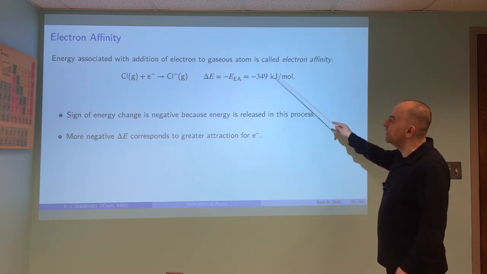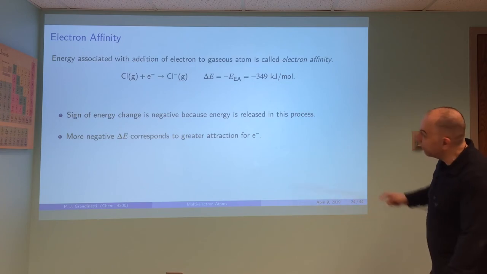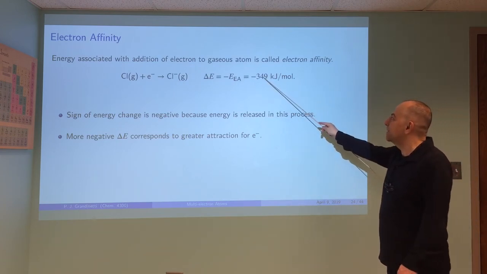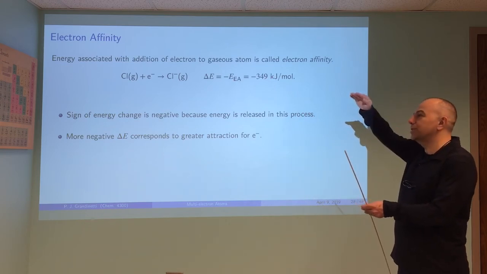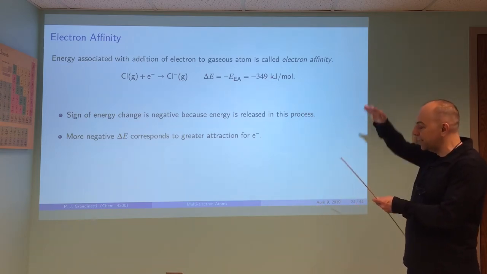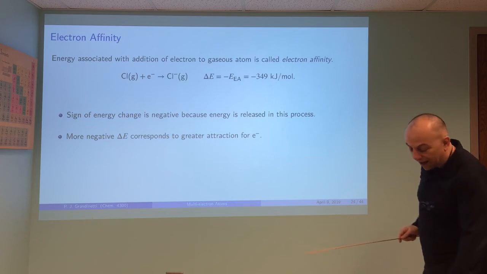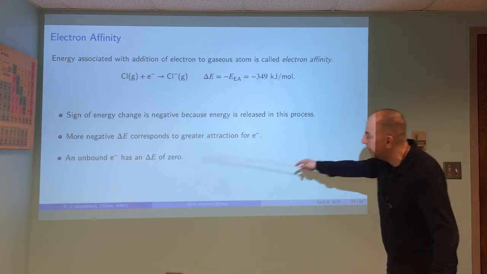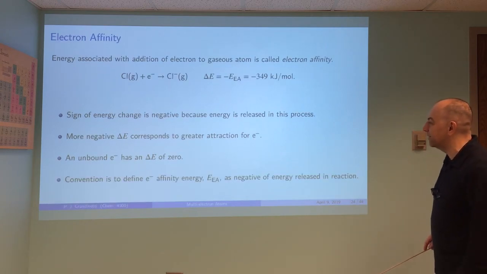So if this goes down, then the affinity is lower. I should say, if the size of this number goes closer to 0, then it's less affinity. If it gets more and more negative, it has a higher affinity. And of course if it's unbound, then the delta E is 0.